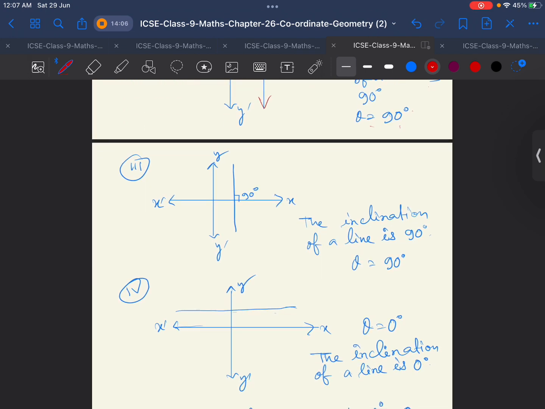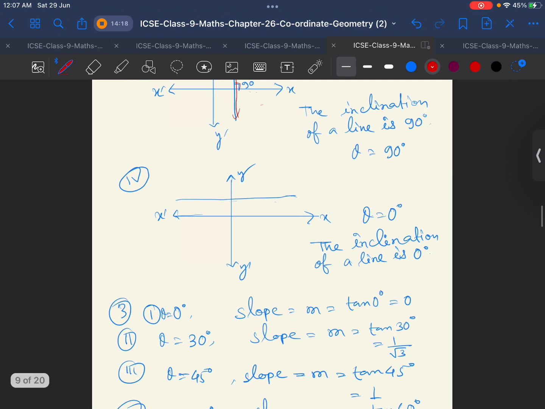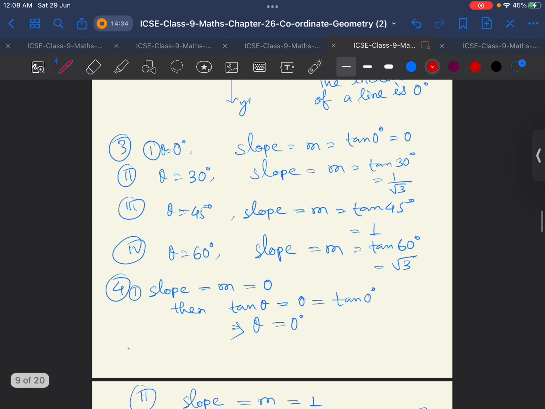Question number 3, parallel to the y-axis. When a line is parallel to the y-axis, then this angle will be theta equals 90 degrees. The inclination will be 90 degrees. When a line is perpendicular to the y-axis, then it is parallel to the x-axis, then theta equals 0 and the inclination of the line is 0 degrees.